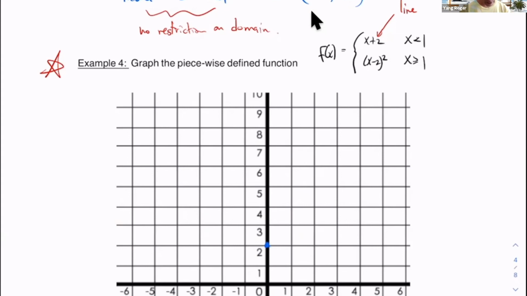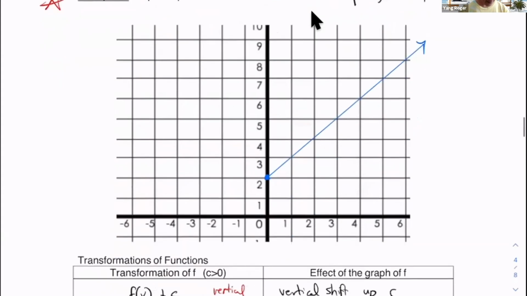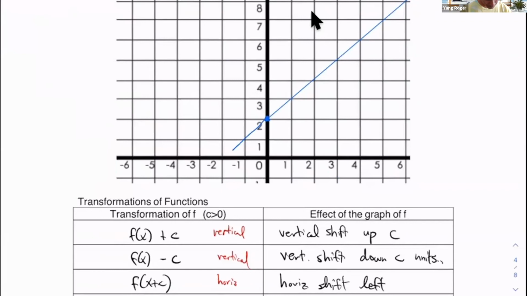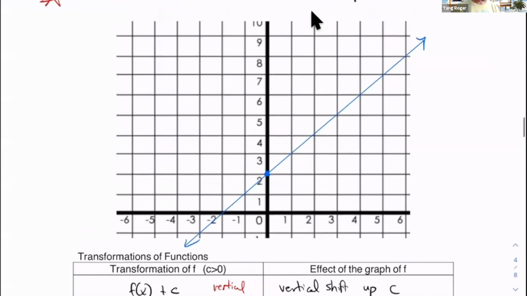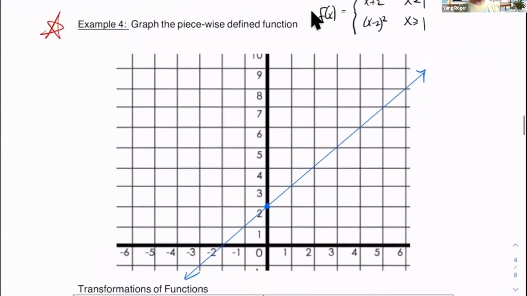So I just labeled the y-intercept. I'm going to have my slope coming up like this. Okay, so this is the equation of this particular line, right? But what's the domain here? The domain here is only for values less than 1. So what I want to do is erase all parts of the graph where x is not less than 1.